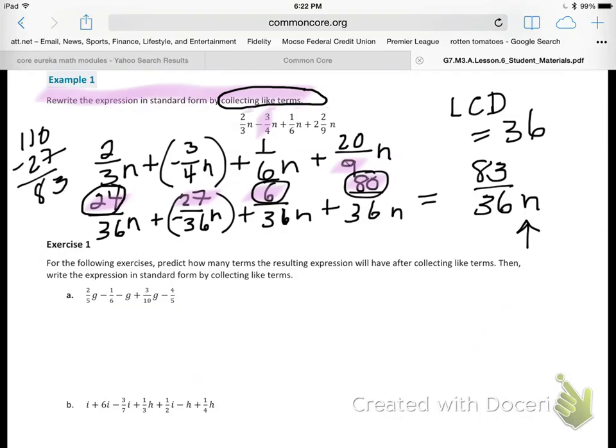over 36n, which is also then 2 and 11/36 n. Okay, so that is our final answer right there.